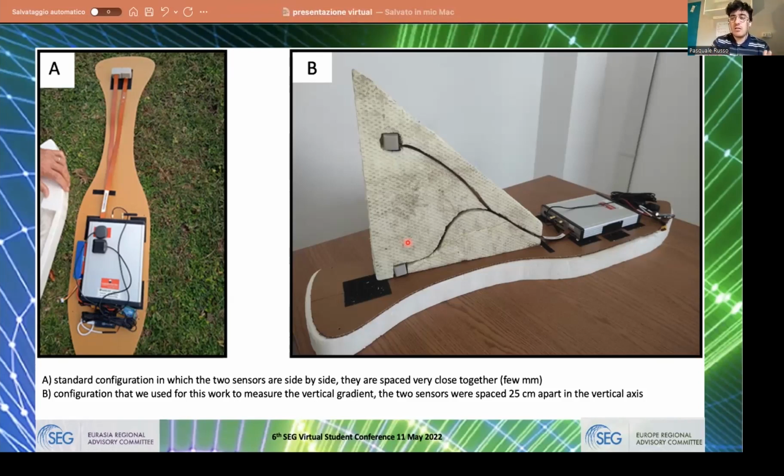We conducted two different surveys. The first one was over known magnetic targets, which allowed us to have a test in a controlled environment, so that we could then carry out a survey in a real geological situation.